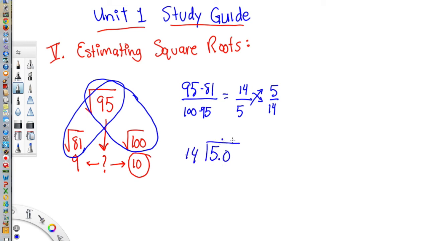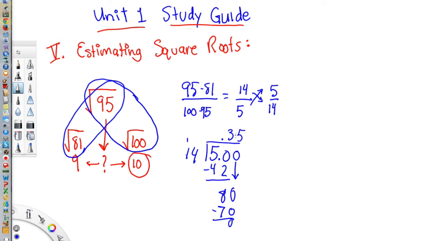14 will go into 50, I think, 3 times. 3 times 4 is 12, carry the 1. 3 times 1 is 3 plus the 1 is 4, so I get 42. I subtract and get 8. Bring down another 0, I'm going to make it 80. 14 will go into 80 about 5 times, which I know is 70, and I can stop right there.